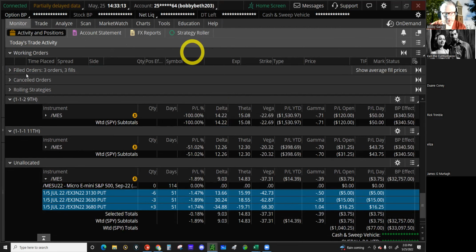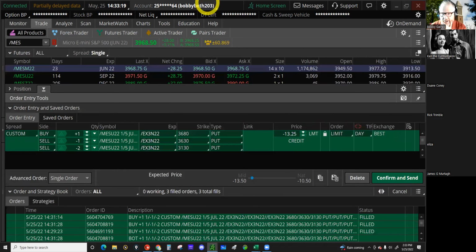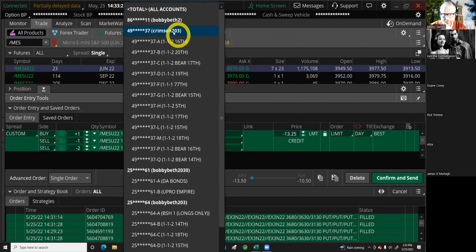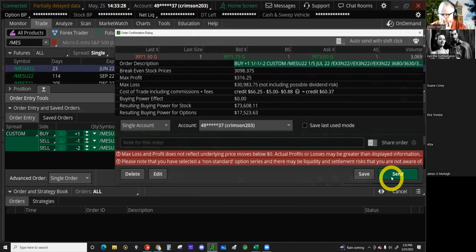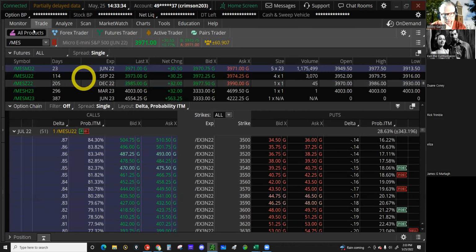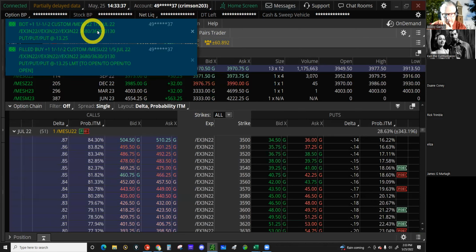Questions. Now what let's do now is let's also put this one in the other account. So we'll create a duplicate order, change the account. We'll go to the Crimson account, we'll see if we can get it filled for 13.25 over there. Still 0 buying power, right? Because it knows we need positive delta. So are we filled? No. There we go, 13.25. All right.